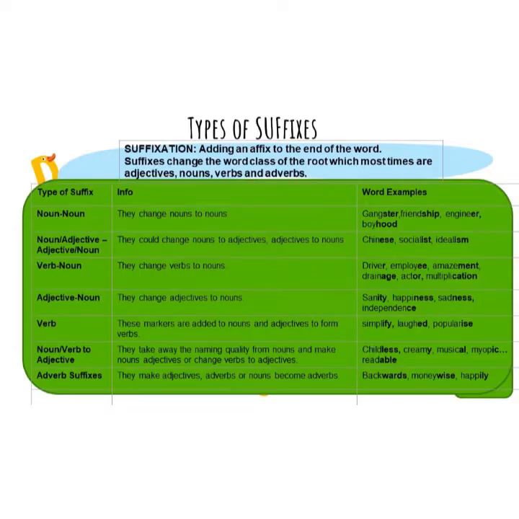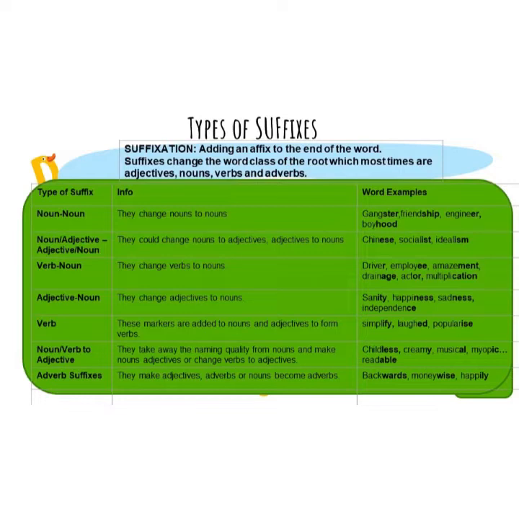2. If you have China and you add ese, of course the a will be removed and ese comes in. From China, which is a noun, it becomes Chinese, which is adjective. So these types of suffixes change nouns to adjectives or adjectives to nouns, and they are called noun to adjective or adjective to noun suffixes. The third class we have is the type of suffix that changes verbs to nouns. If you have a word like drive as a verb, you add r, it changes to driver.